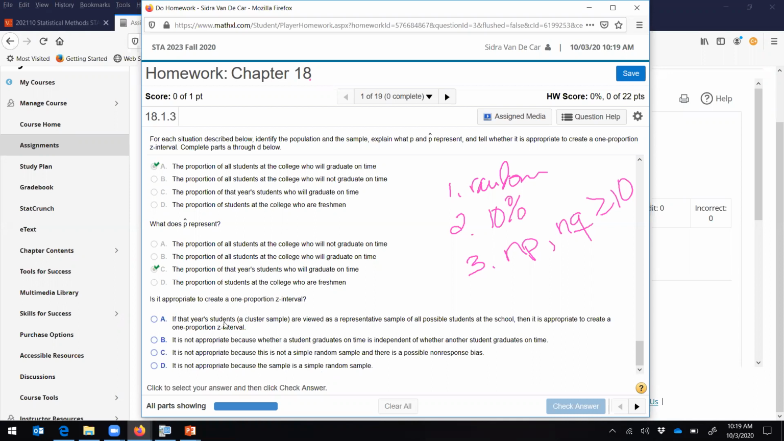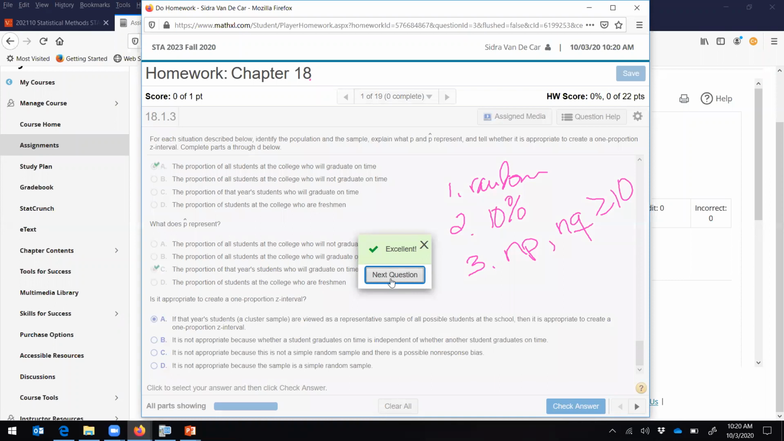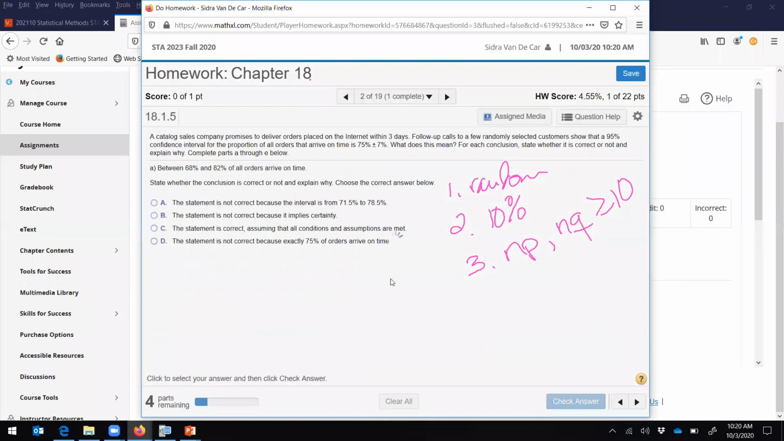Okay, let's read this one. If that year's students are viewed as a representative sample of all possible students at the school, then it's appropriate to create a Z interval. That would be true. If nothing weird happened that year that interfered with the randomization condition, we would be okay to use those as a representation of what happens in a typical year. So as long as that's the case, we'd be fine to proceed. All right, let's clear that now.